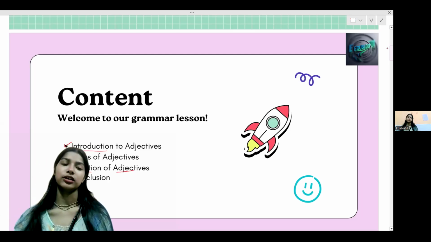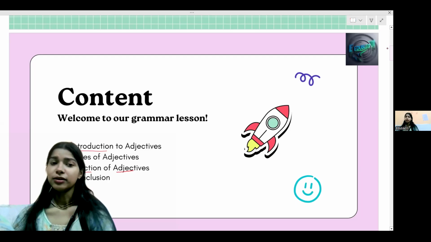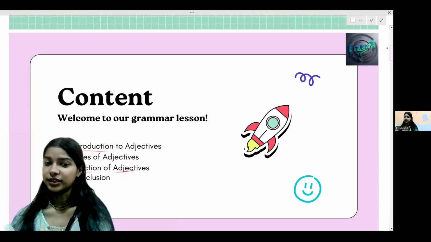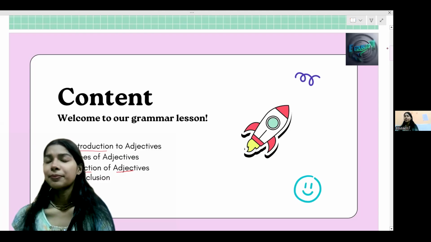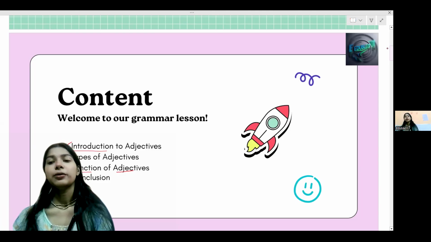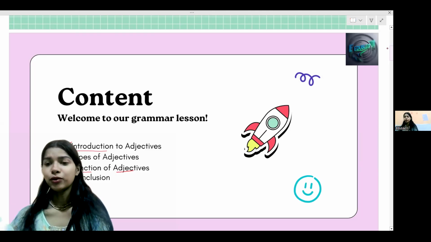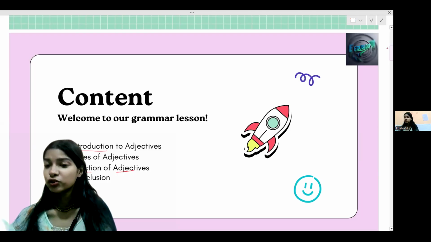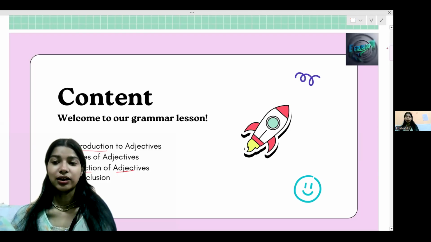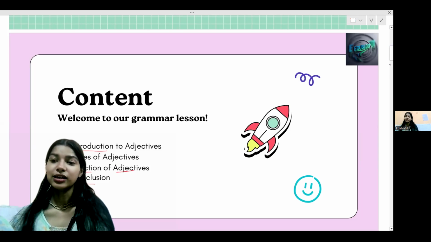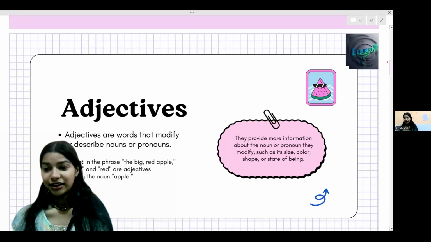We know what an adjective is, we know all the types of adjectives, but if we don't know the function of anything, say we know what a pen is, and we know how many types of pens there are, but if we don't know what a pen is for, what can we do with a pen? Is it worth knowing what a pen is and how many types of pens there are? No. So just like that, we should know the function of adjectives as well. So today we are going to learn that also, and then in the end we're going to learn the conclusion. Okay, so let's move ahead and see what adjectives are.